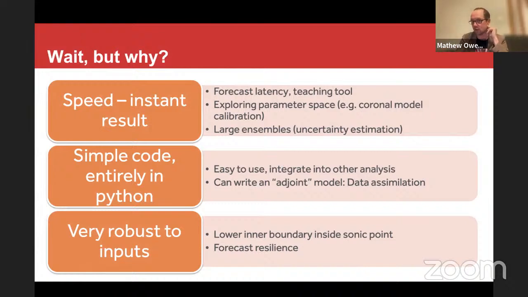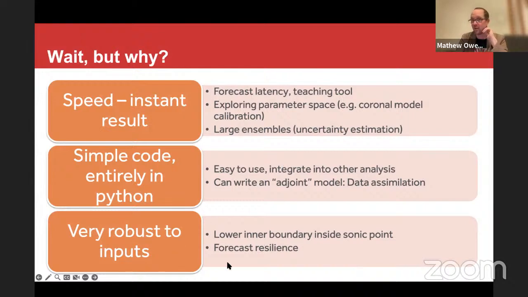But the big thing is that we're going to run it in big ensembles and quantify the uncertainty. The code's really simple. It makes it really easy to integrate into other things. If you want to integrate this into a DST forecast, it's very simple to do. It also enables us to write what's called an adjoint model, where we essentially rewrite the model equations or invert the model equations so we can run it backwards in time. And that enables us to do some data assimilation techniques. Weather forecasting is as good as it is today because of data assimilation, and we're trying to bring some of that into space weather. But that's another talk in itself.